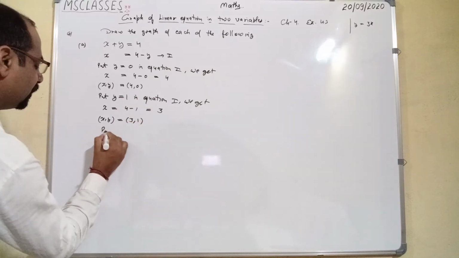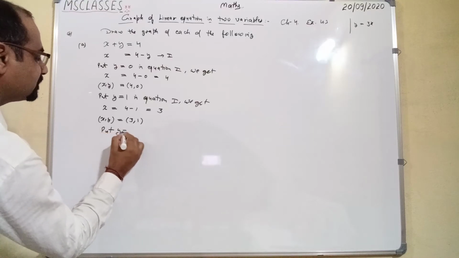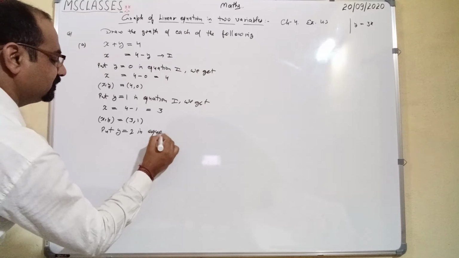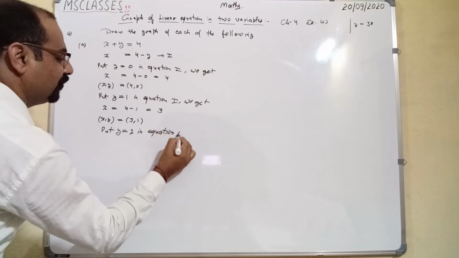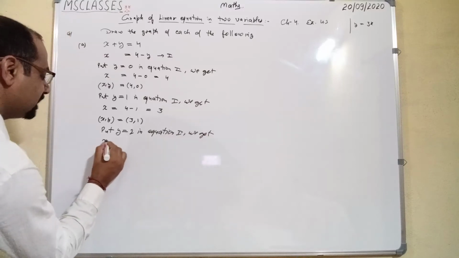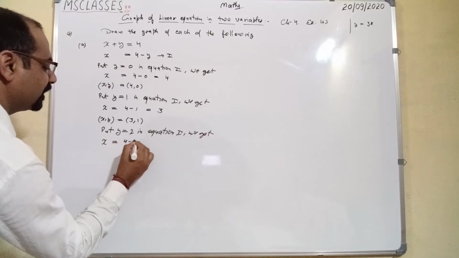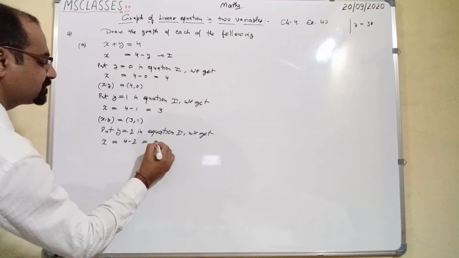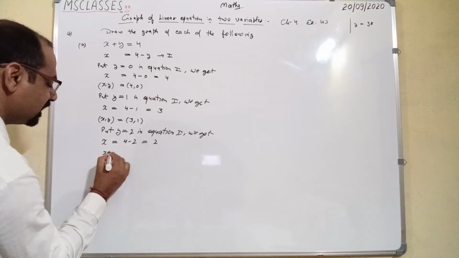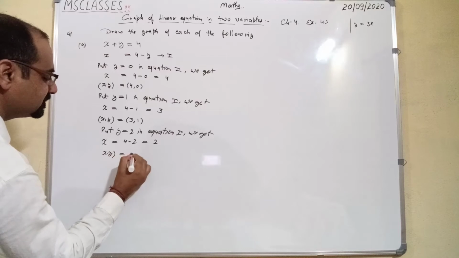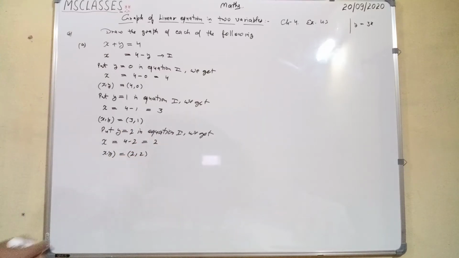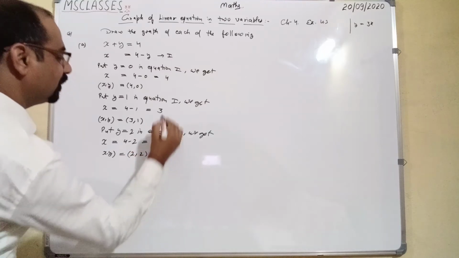Now put y is equal to 2 in equation 1. We get x is equal to 4 minus 2. This is 4 minus 2, 2, right? This is x comma y and this is 2 comma 2. So we have three coordinates.